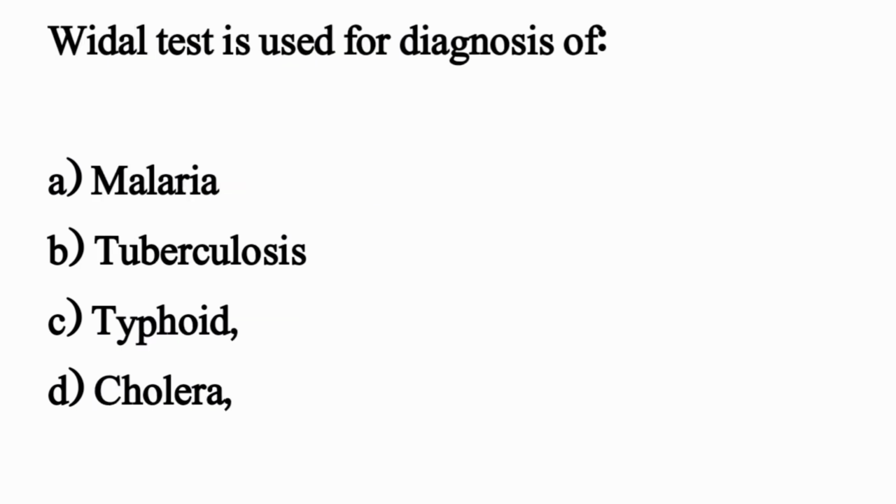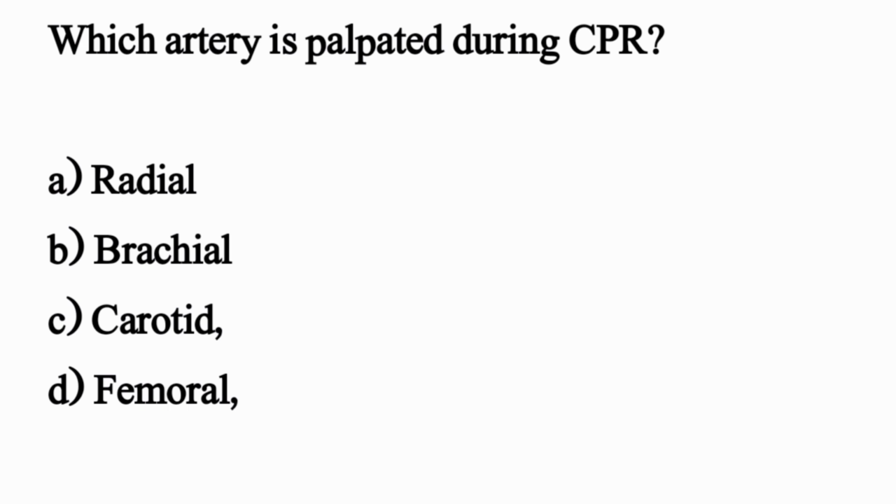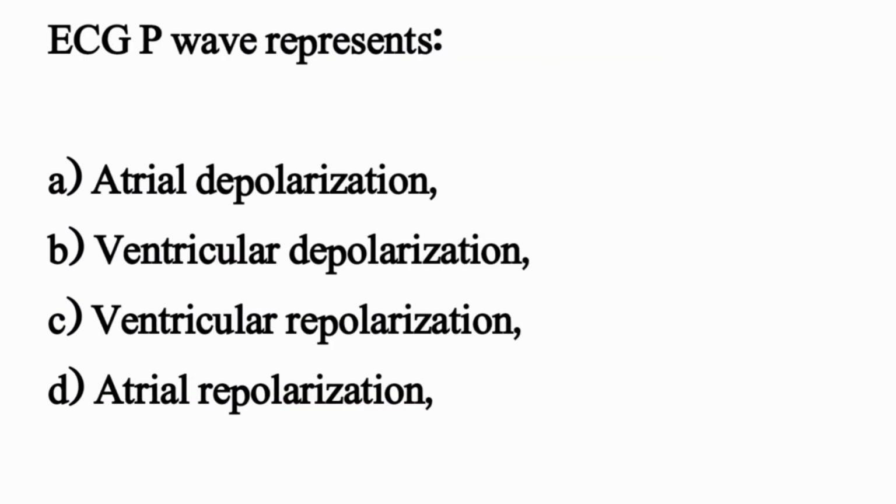Vidal test is used for diagnosis of. The right option is option C, typhoid. Which artery is palpated during CPR? The right option is option C, carotid. ECG P wave represents. The right option is option A, atrial depolarization.